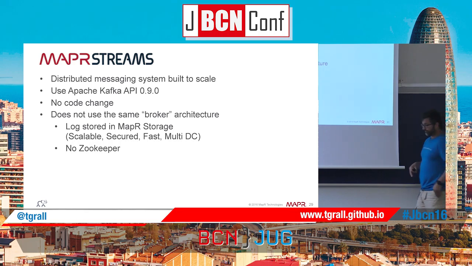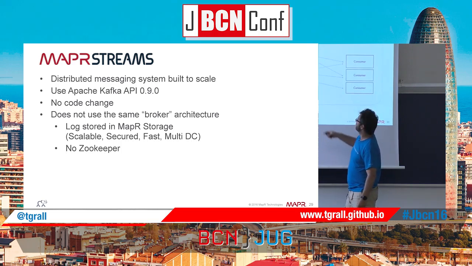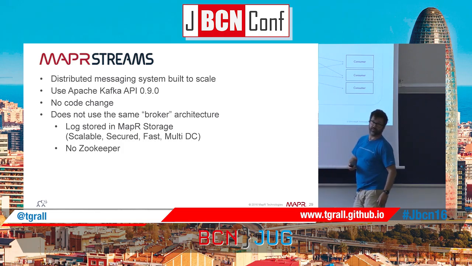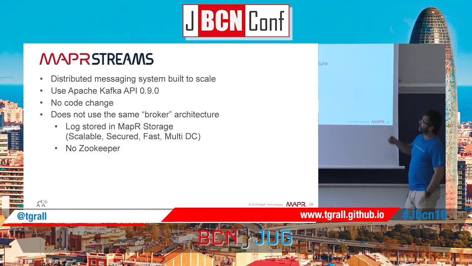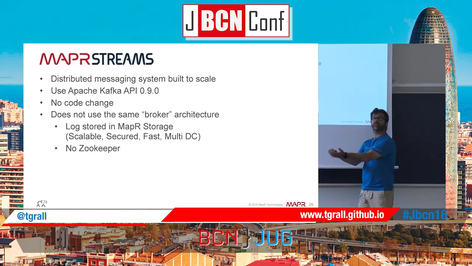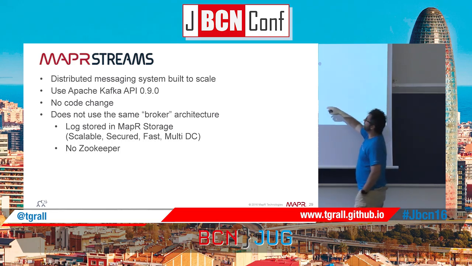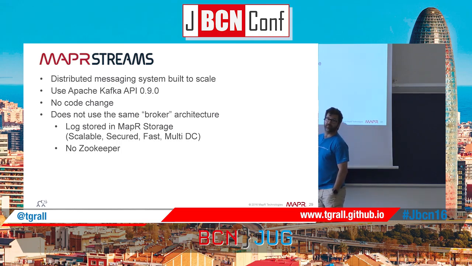MapR Streams. The goal of MapR, the way we build our platform, is to make it very easy to install, manage, and scale, but using the same API. So you can deploy Apache Kafka on MapR. We chose to also change the persistence layer. We change this layer to make it easier to install, scale, and so on. So it uses the same API. So the code that I will show you, even if the messages are sent into MapR Streams, will work exactly the same on Apache Kafka. It doesn't work with the same broker architecture.